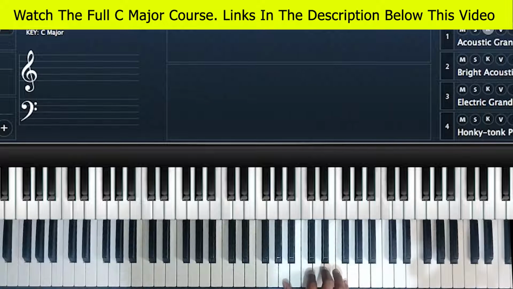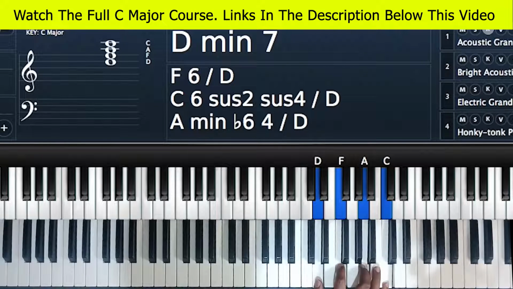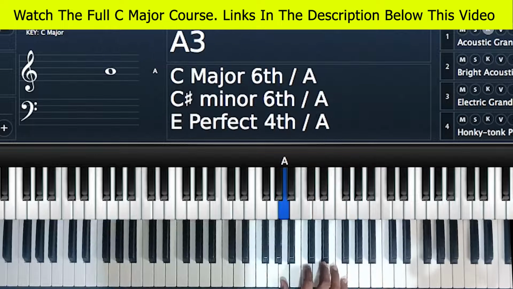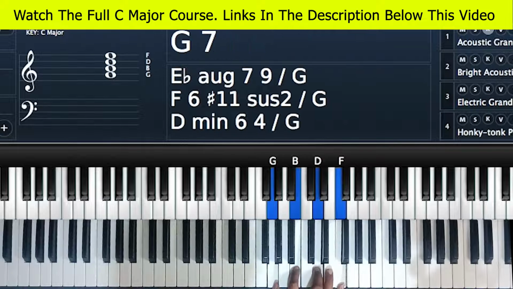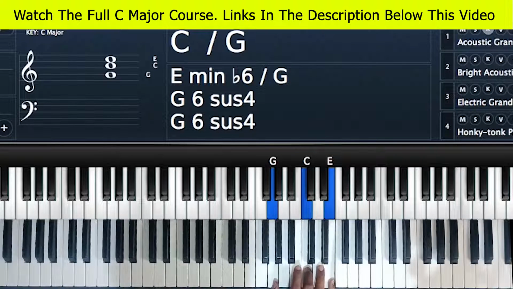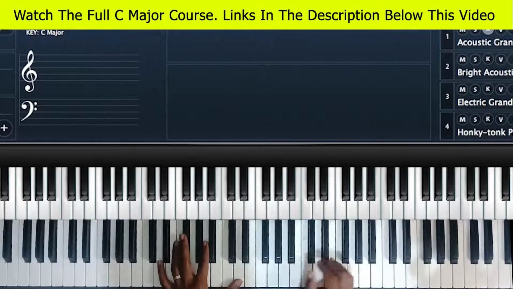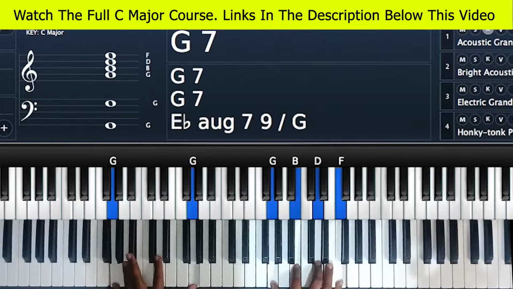Okay, so for the 2, I'm using this inversion of D minor 7th. Remember that's the root position, but we are using an inversion, D, F, A, C, A, C, D, F. That is the D minor 7th. And then for the 5, we are playing G dominant 7th in the root position, and for the 1, we are using this inversion for C major 7th. Remember, this is C major. If you add the B, you get C major 7th. So it's G, B, C, and E. So simply 2, 5, 1.